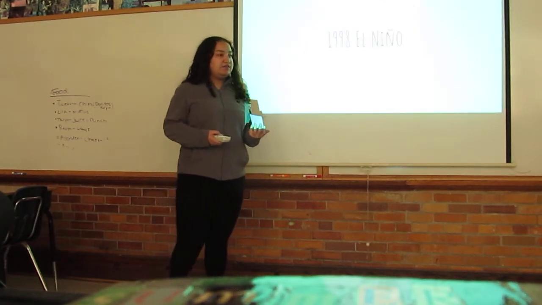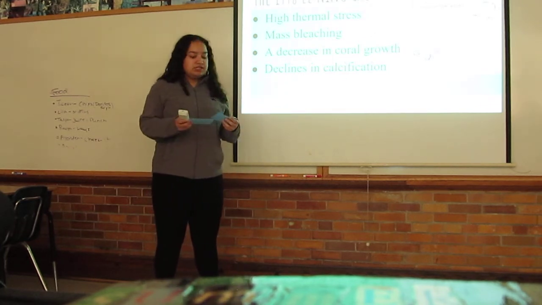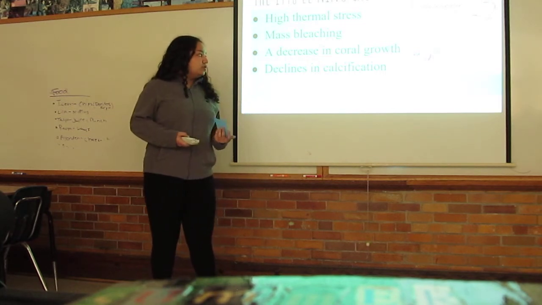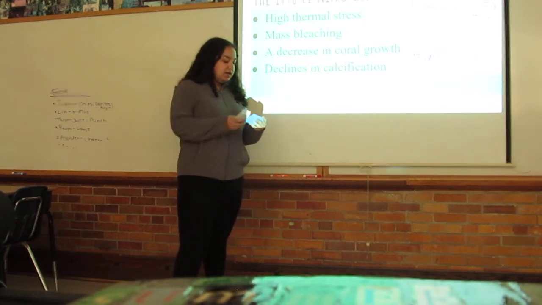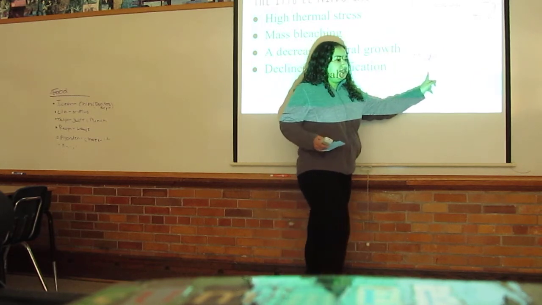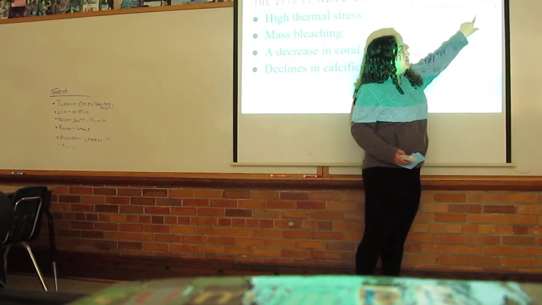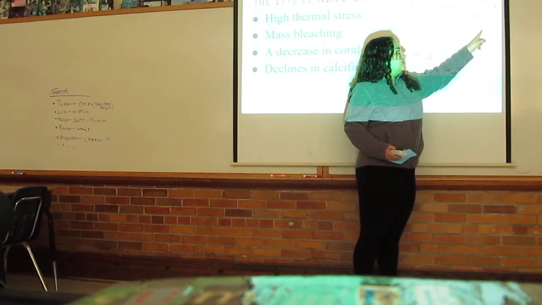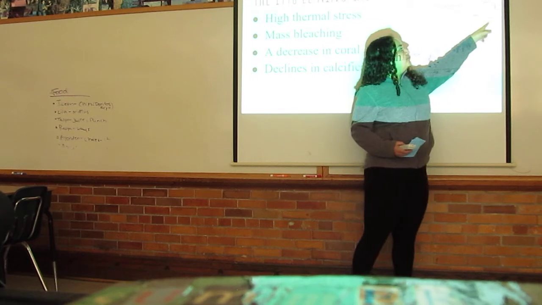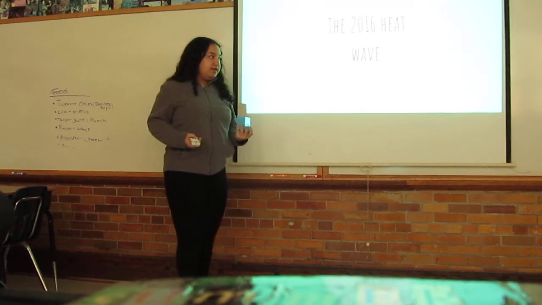So the 1998 El Nino. In 1998, there was an El Nino that caused high thermal stress on the Great Barrier Reef. This resulted in a mass bleaching and a decrease in coral growth and declines in calcification rates. As you can see in this graph, it shows the global temperatures and the years over time. You can see that the temperatures have been rising, and then right here, it's kind of hard to see the date, this is 1998. There was a jump in the temperature, which caused the 1998 El Nino, and then you can see over here, this was 2016. There was an even bigger jump, which caused the 2016 heat wave.